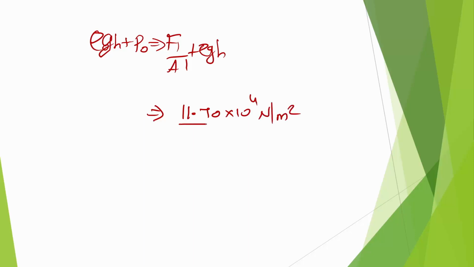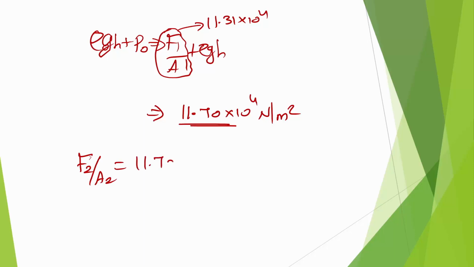So this is the net pressure. Instead of having it as 11.31, this alone is 11.31 into 10 power 4. Now, due to the water column for a height of 40 centimeter, I have it as 11.70. Now my F2 by A2 should be equal to 11.70 into 10 power 4. So my F2 is equal to 11.70 into 10 power 4 into the area 2.